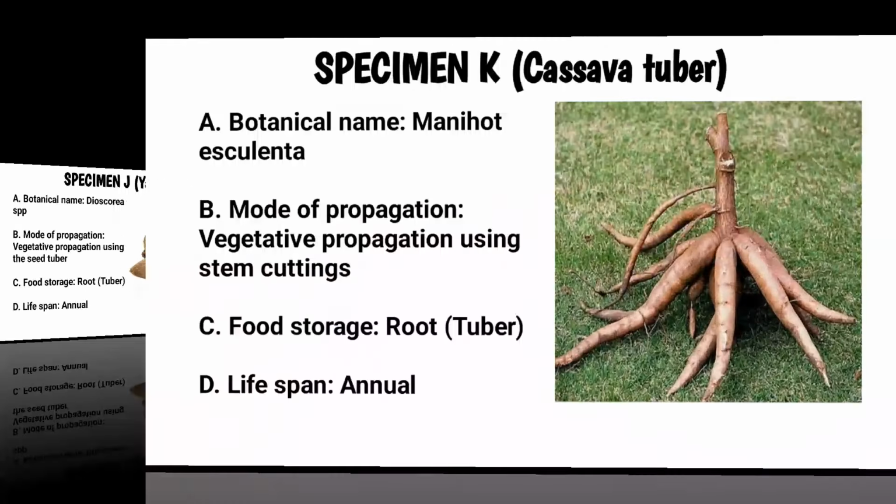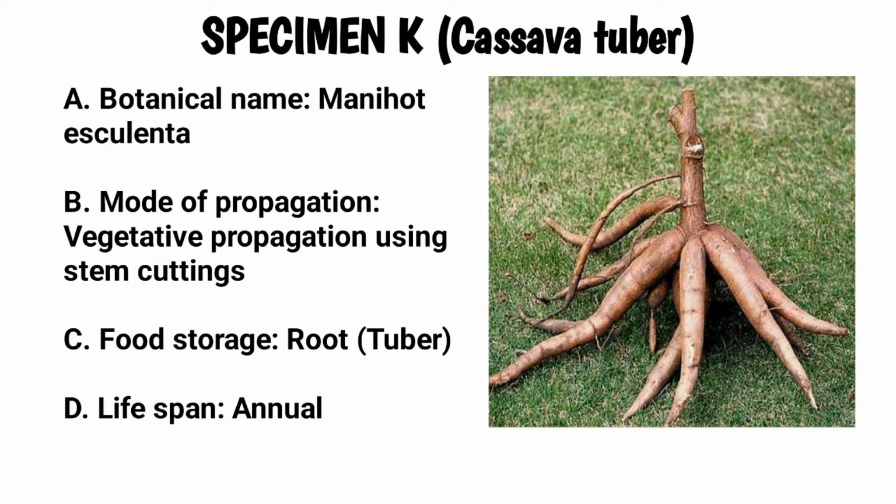So moving on, specimen K is the cassava tuber, and its botanical name is Manihot esculenta. For the mode of propagation, it is propagated vegetatively using the stem cutting, that is the stem. So we have vegetative propagation, or any propagation done without using the seed, which is vegetative or asexual or artificial. Then when we use seed, it is called sexual propagation.